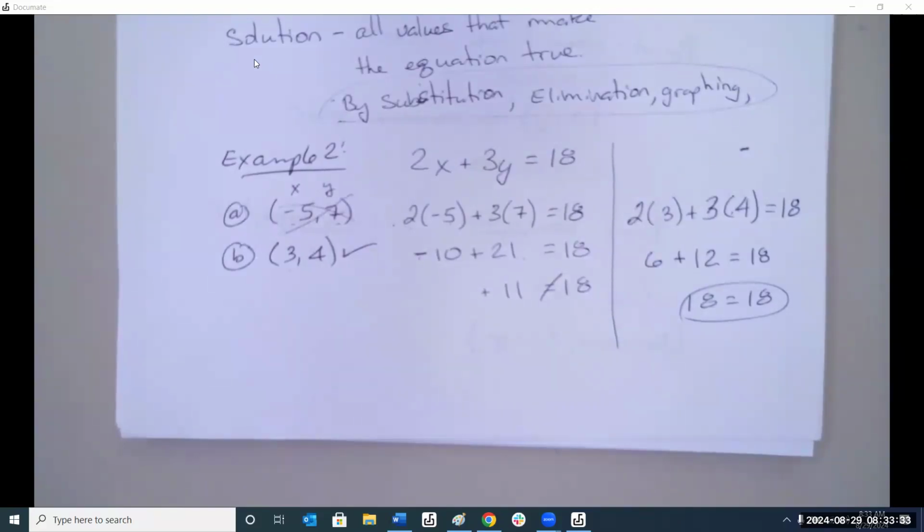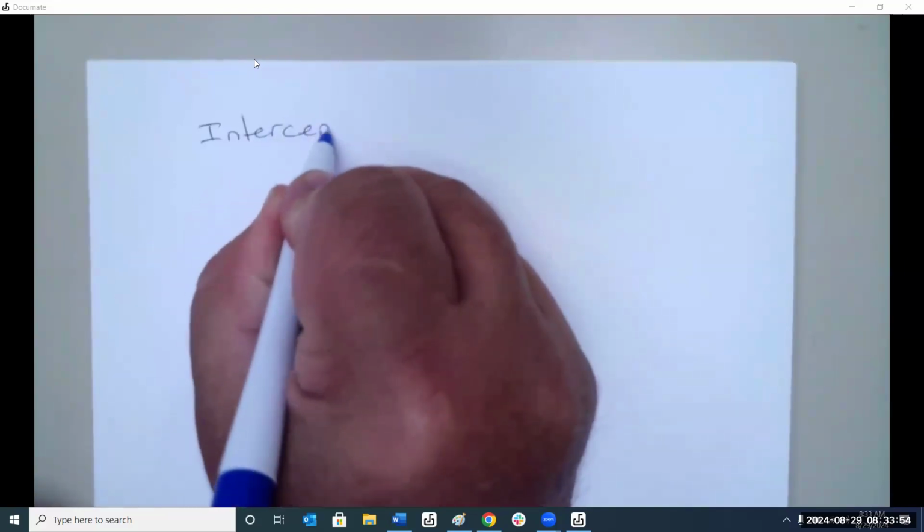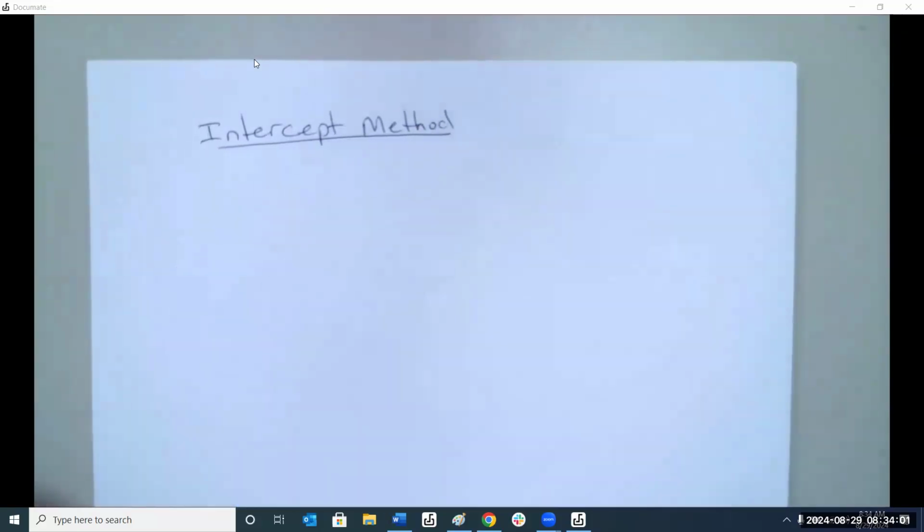Is that the only way we can do it? What's another way to do it? What's that? Very good. What's that called? No, that's exactly right. We could look at something called the intercept method.